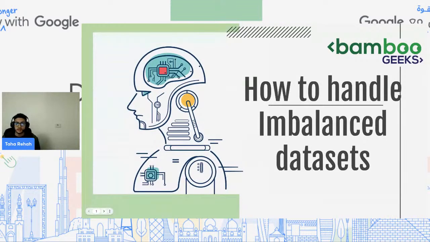So first of all, before going deep into how to handle this, our problem is composed of two famous words, imbalanced and datasets. So we need to define those two words, what they mean. And then we are going to link them into the world of data science and machine learning to see what's going to happen.